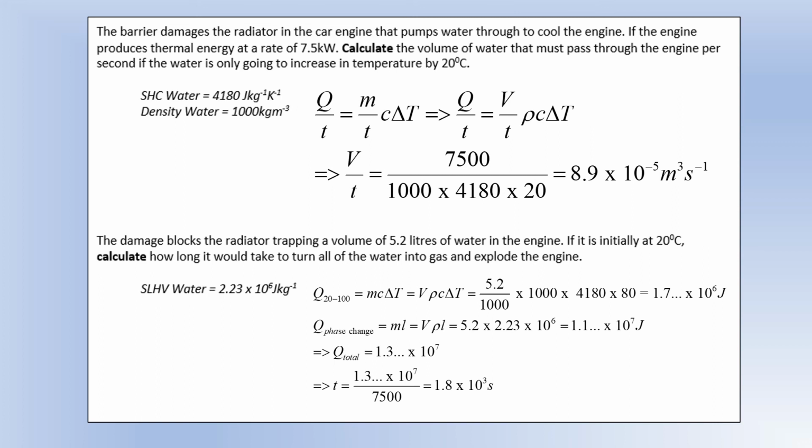So we've got 5.2 liters. 1 liter is 1,000th of a meter cubed. So that's me converting it into meters cubed, times it by 1,000 turns it into a mass. Then we times it by the heat capacity and the temperature change. Likewise with the phase change, first of all, calculating what the mass is, so not bothering to divide by 1,000 and times by 1,000 again, and then we get the energy to change state. When we add those together, we get a total energy, and if we divide that by the rate at which thermal energy is supplied, that gives us the time it would take, which is about half an hour.